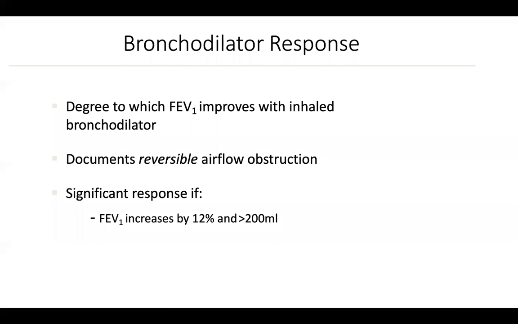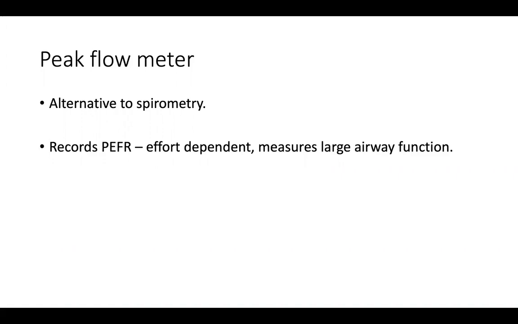So as we discussed, bronchodilator response is the degree to which FEV1 improves with an inhaled bronchodilator. It documents reversible airflow obstruction. A significant response is considered if FEV1 increases by 12% or more than 200 ml. Another alternative is the peak flow meter. The peak flow meter records the peak expiratory flow rate. It is the greatest flow obtained on forced expiration after deep or complete inspiration.